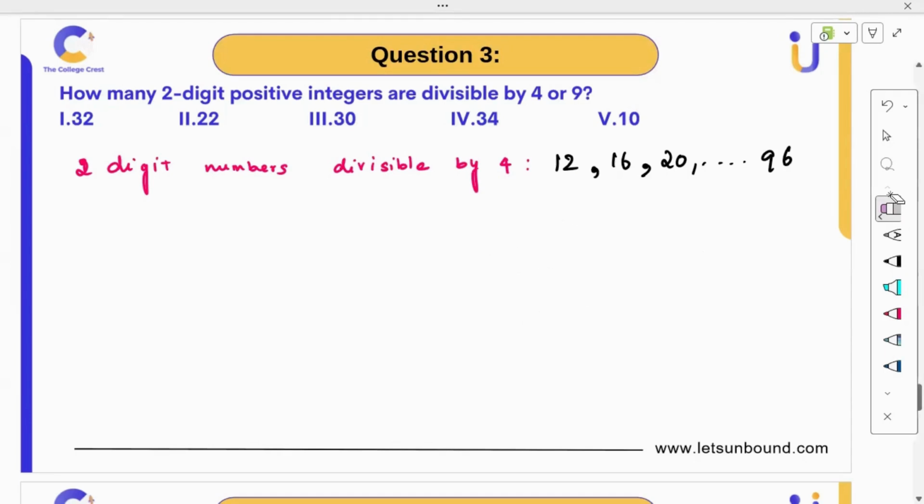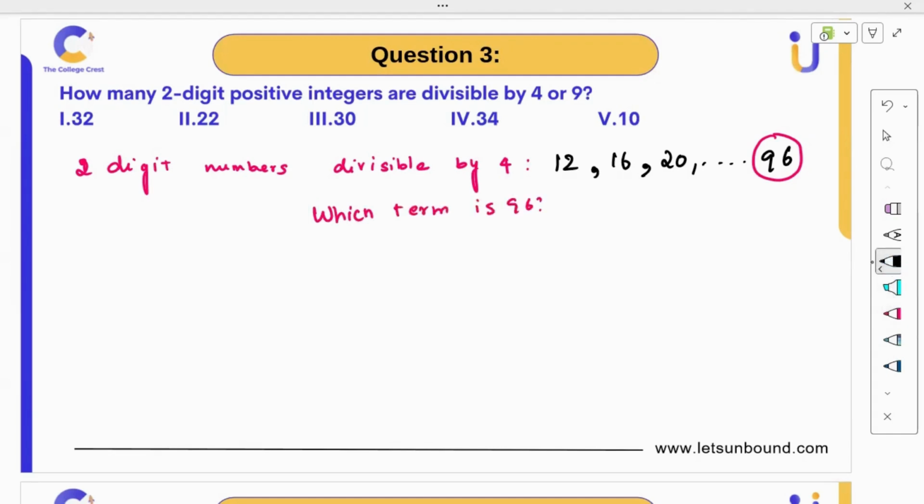But how many two-digit numbers? From 12 to 96, how much do I need to count? If you count by writing, it will take too much time. So if you find which term it is, like the 10th term or the 12th term, something we should find. So which term is 96?